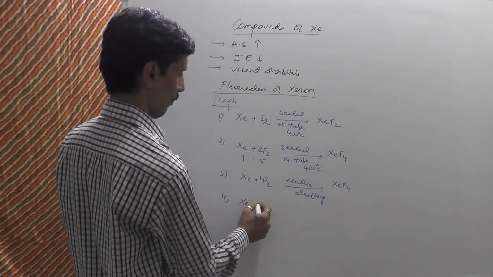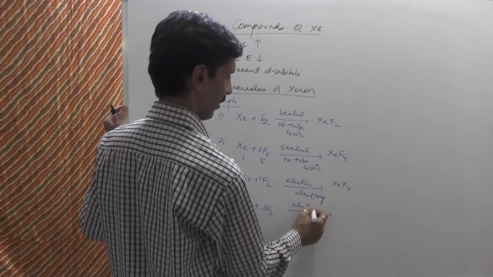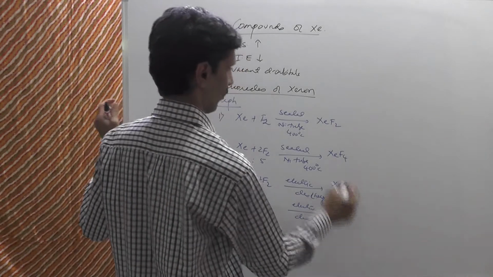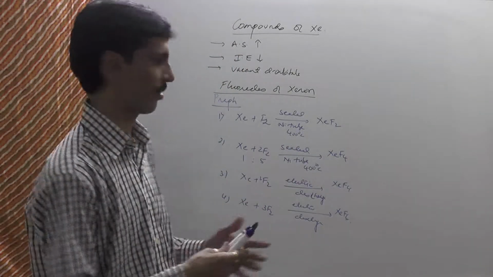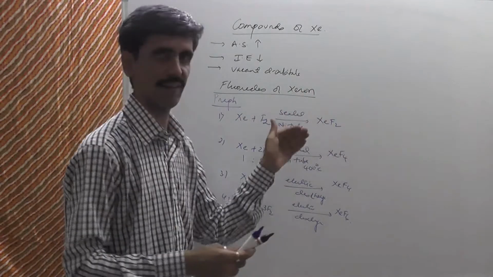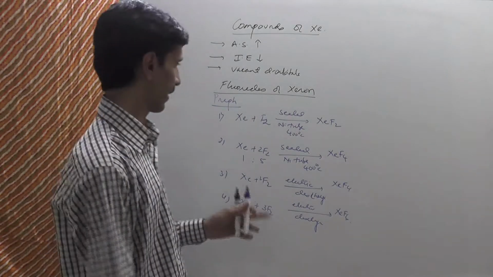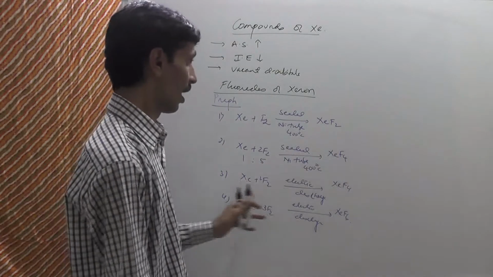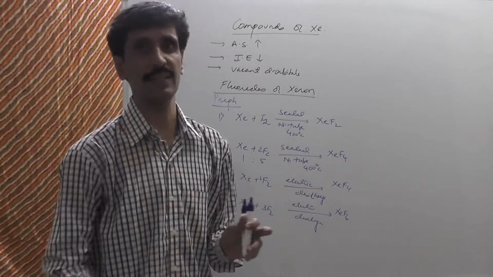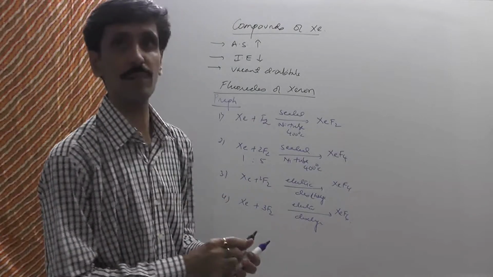Similarly, Xe plus 3 times F2, similar conditions, electric discharge. Then we are going to get what? XeF6. Okay, so in this way you can see different conditions, and you get different types of compounds, XeF2, XeF4 as well as XeF6. So remember, it is 1:5 for XeF4. If we want XeF6, in the nickel sealed tube, then remember, for your information, the proportion is 1:20.